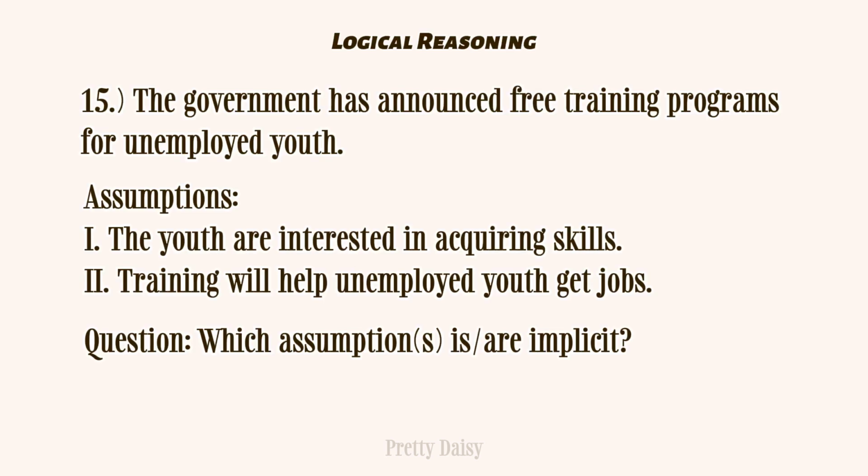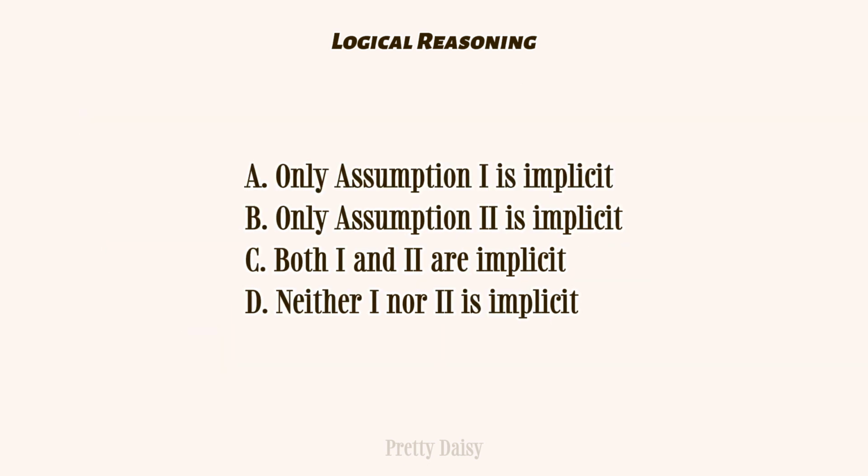15. The government has announced free training programs for unemployed youth. Assumptions. 1. The youth are interested in acquiring skills. 2. Training will help unemployed youth get jobs. Question. Which assumptions are implicit? A. Only assumption 1 is implicit. B. Only assumption 2 is implicit. C. Both 1 and 2 are implicit. D. Neither 1 nor 2 is implicit.